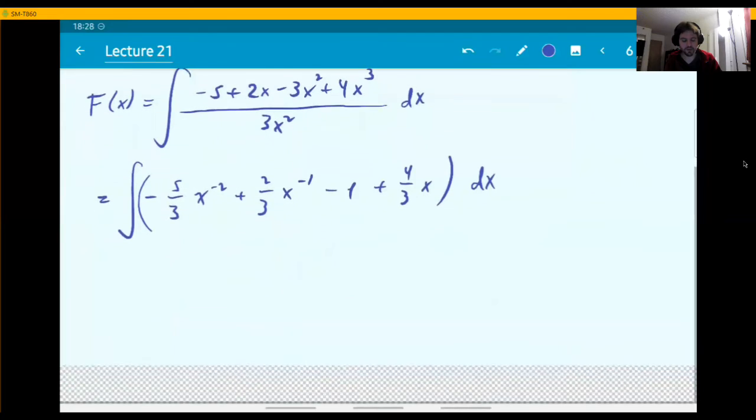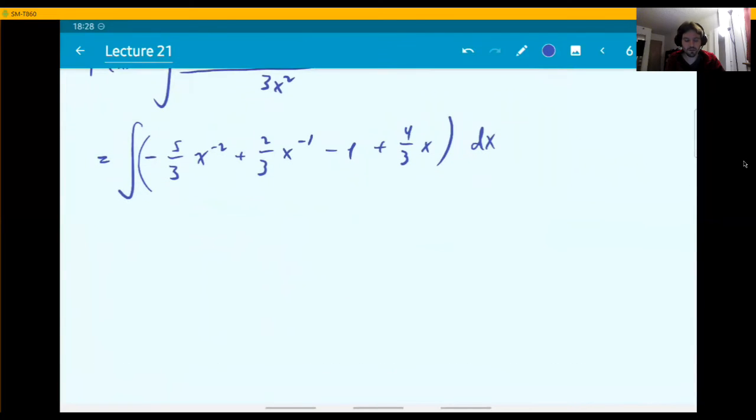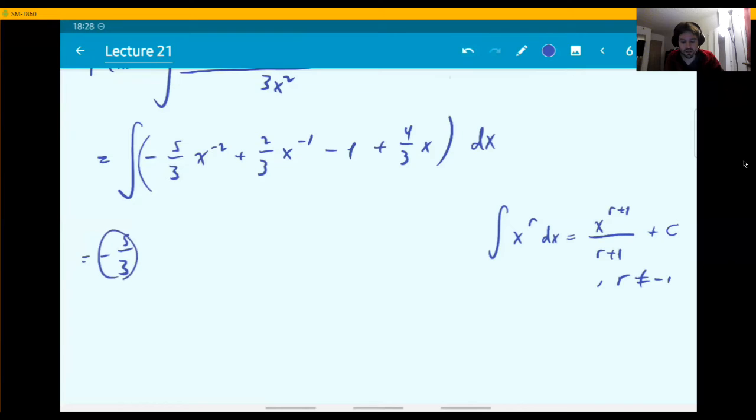How do we integrate each one of these now? We're going to use this power rule. Remember, if you want to integrate x to any power other than minus 1, what you do is add 1 to the power and also divide by that same number, for r different from minus 1. This is the power rule for integrals. So we're going to do that in here. The constants you leave in front, minus 5/3, for example, leave that. The integral of x to the minus 2 would be x to the minus 1 divided by minus 1.